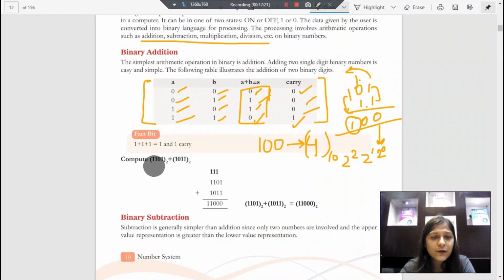So compute 1101 plus 1011 from binary. These are the bases. So 1101, 1011, right. So 1 and 1 will be 0, but there will be a carry forward. 0 and 1 will be 1, but we have an additional 1. 1 and 1 will be 0, but there will be an additional carry forward here to the left side.